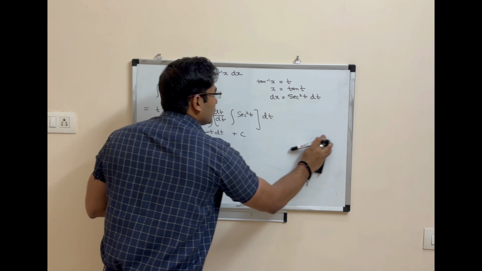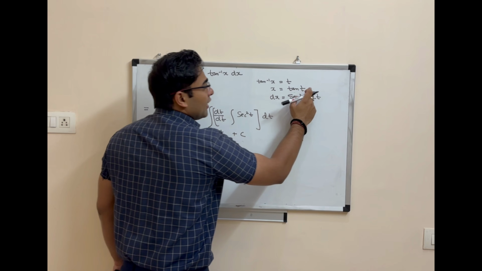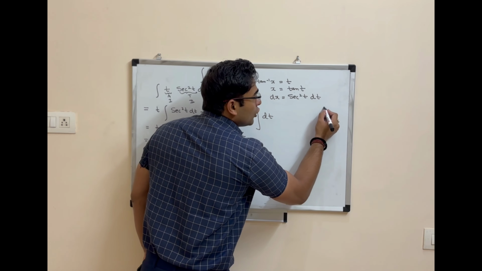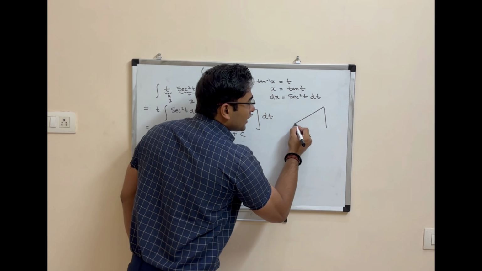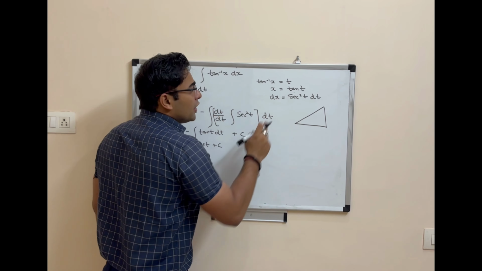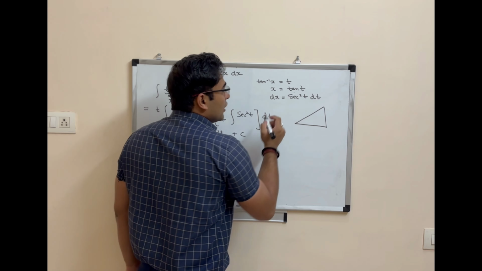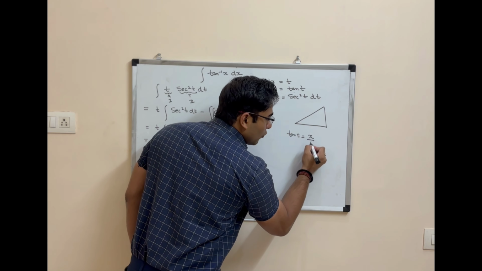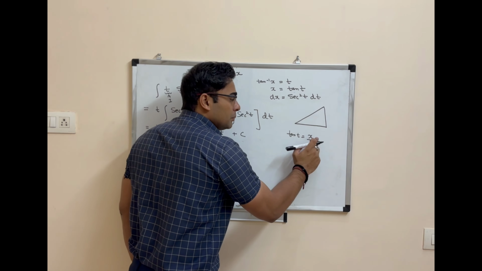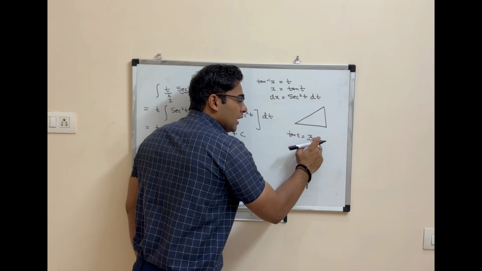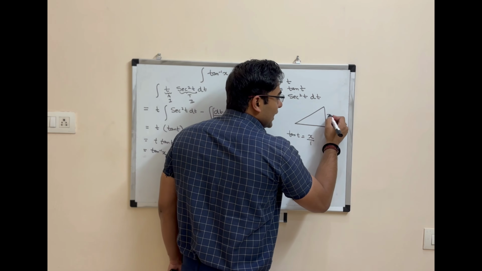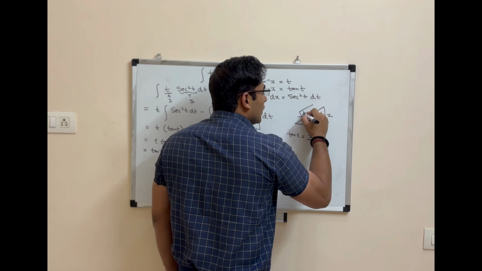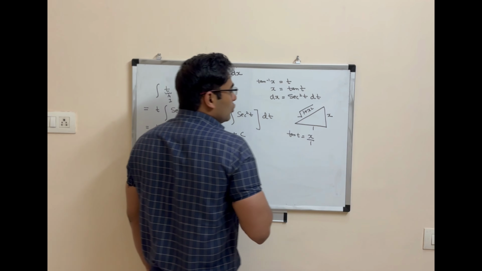How will you write cos t? You know that the value of tan t is x. How will you write cos t here? This is the main thing. So we'll make a small right angle triangle here. You know that tan t is x, so I'll write this as x upon 1. This is p and this is b, perpendicular and base. So I'll write p as x and base as 1. So the hypotenuse will be nothing but root 1 plus x square.